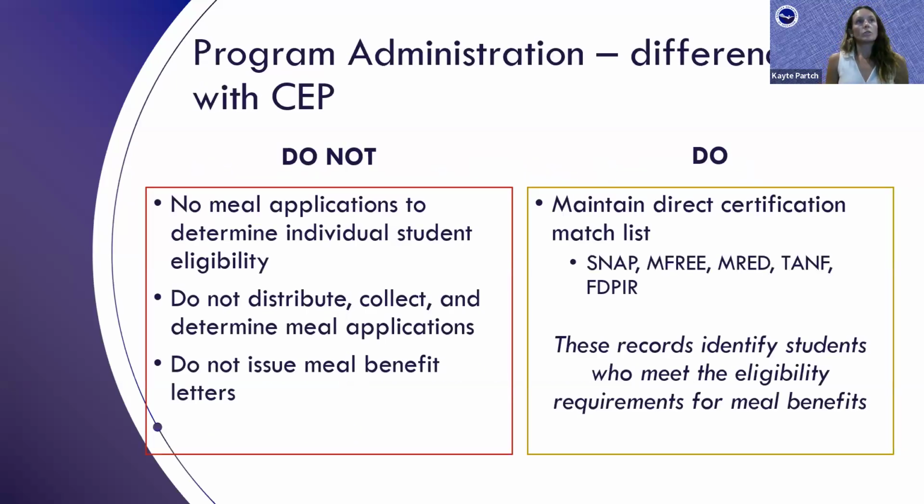So we'll get started with those program administration differences that you'll be able to see or identify in comparing a traditional pricing program where you're charging students based on their individual eligibility for free, reduced, or paid price meals compared to the community eligibility provision, which provides those no-cost meals to all students enrolled in those participating school buildings.